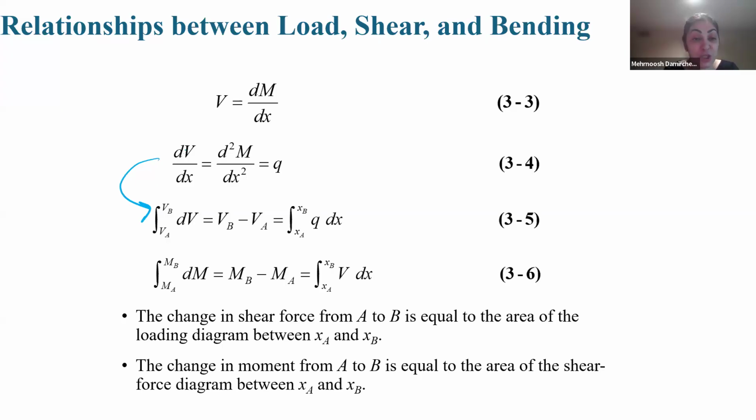So the change in shear force from A to B is equal to the area of the loading diagram between XA and XB, or the change in moment from A to B is equal to the area under the shear force diagram. As I told you, the first step is writing the loading as a function of X. It's used for singularity, and I talk about the order of them. After that, finding V, and after that, M.